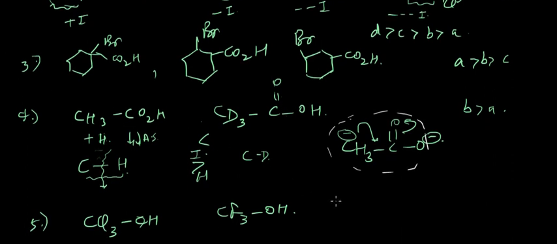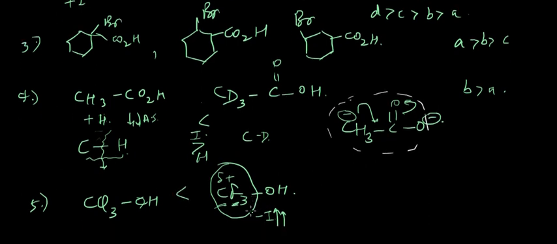Okay, compare the acidic strength between the two. If H goes, we have minus here and minus here. So this would be more acidic. The partial positive charge on the carbon atom would be more here. Why? Because it is attached to a more electronegative element. Hence, the minus I effect would be more in this case. Right? So B is more acidic than A.